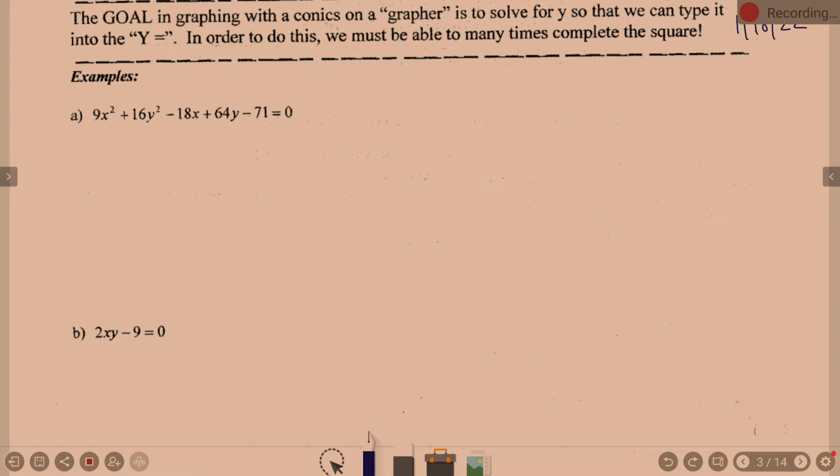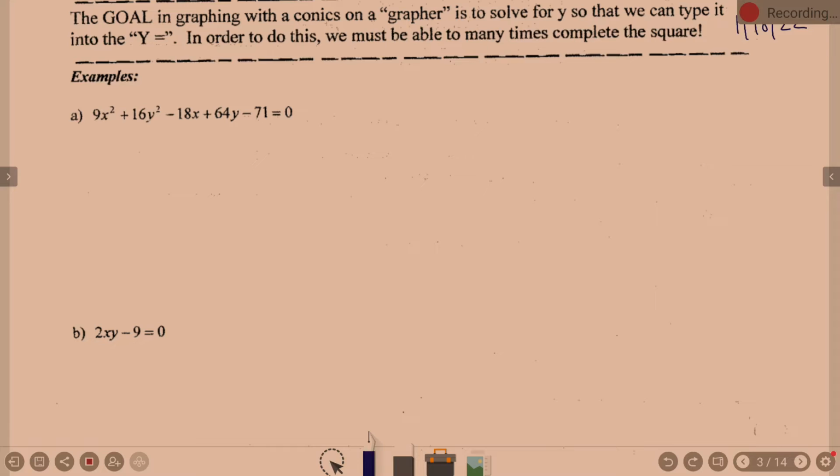And the backside is, okay, how do we graph these? Not how do we get them in the standard form we've been getting them in the other sections, but how do we graph these on the graphing calculator? And so you guys know at this point of the year that to graph on the graphing calculator, it has to be y equals. And that's going to be the challenge in some cases today. And so the goal is to solve for y, so we can type it into the y equals.